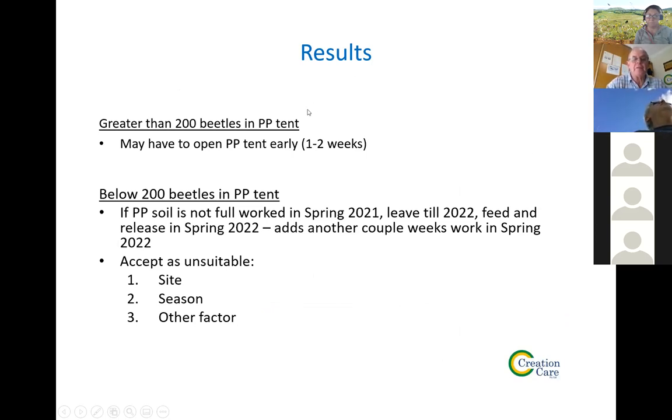So we say as a minimum 200 beetles is what you need before you open the PP tent. Anything below 200 beetles, if you did have poor results, then it may be that that site is not suitable for the species. I don't believe that's the case where we're going with your sites, but that's something to think about. It's either not suitable or something has gone wrong. Like one farmer rang me up and said, oh, I accidentally left the nursery lid open for a couple of days. Is that going to be a problem? Yes, it is. So if you don't get those sort of numbers, that's what is happening.